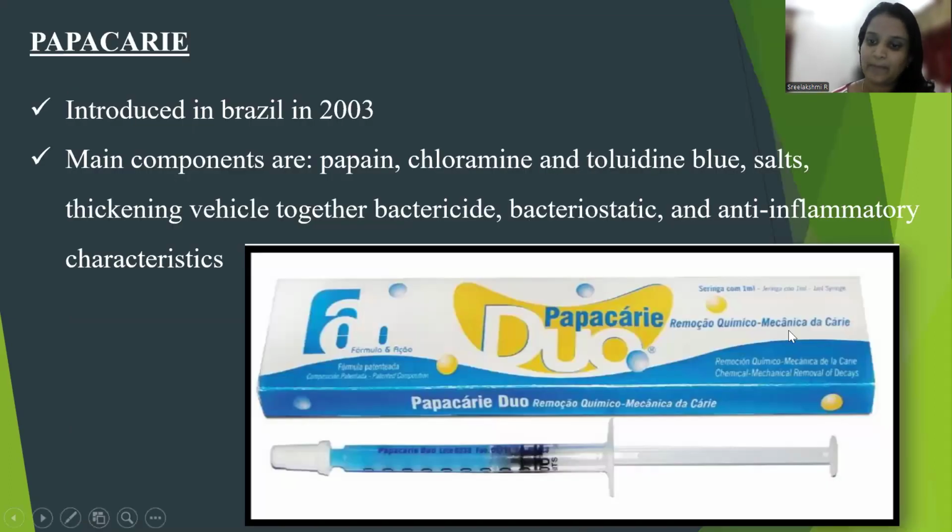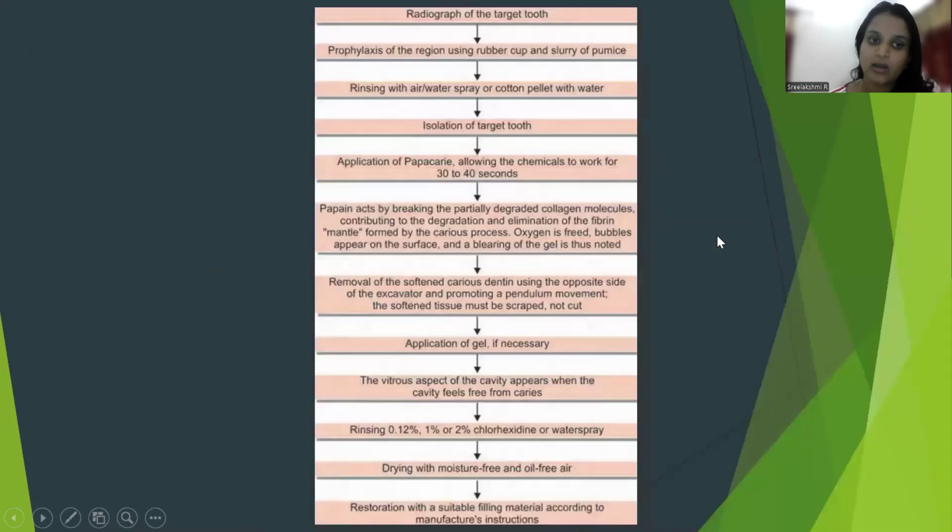So next is Papacárie. It's enzyme based. It was introduced in Brazil in 2003. The main components are papain, chloramine, and toluidine blue, with thickening vehicles, together with bactericidal, bacteriostatic and anti-inflammatory characteristics. Usually prophylaxis is needed by using a rubber cup and slurry of pumice, rinsing with an air water spray, or mainly by using a cotton pellet has been enough.